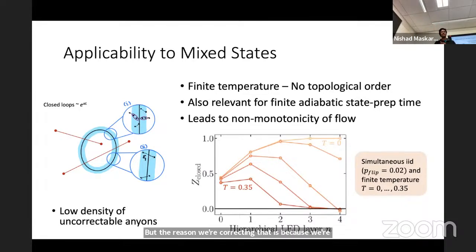Yeah. So really the key is that we're distinguishing between correctable anyons and uncorrectable anyons. And we're associating in general these correctable anyons with the topological phase, and these uncorrectable anyons with the things that destroy topological order.